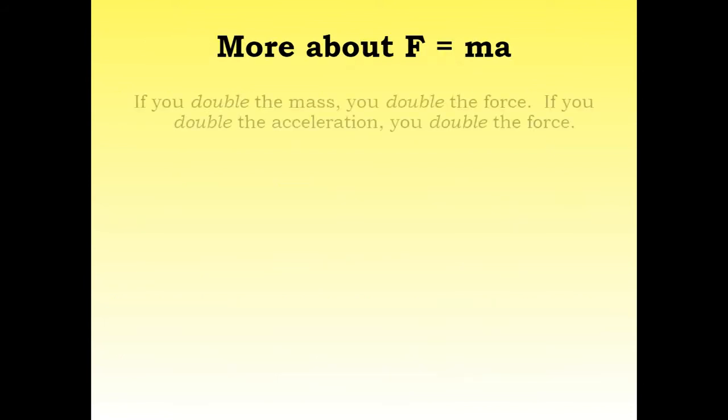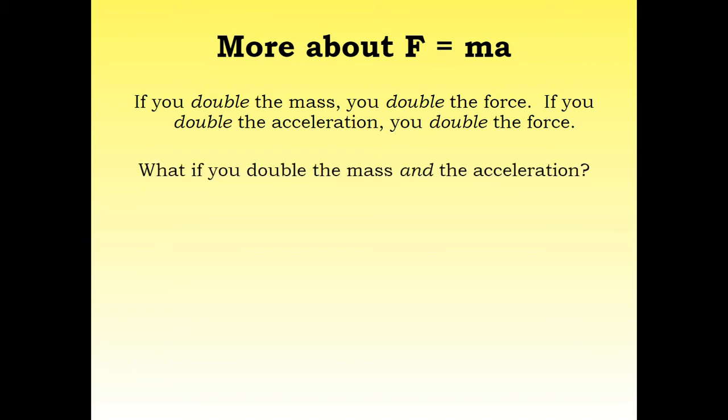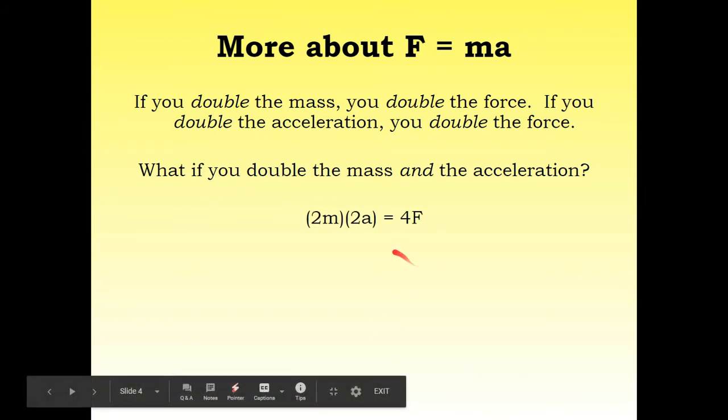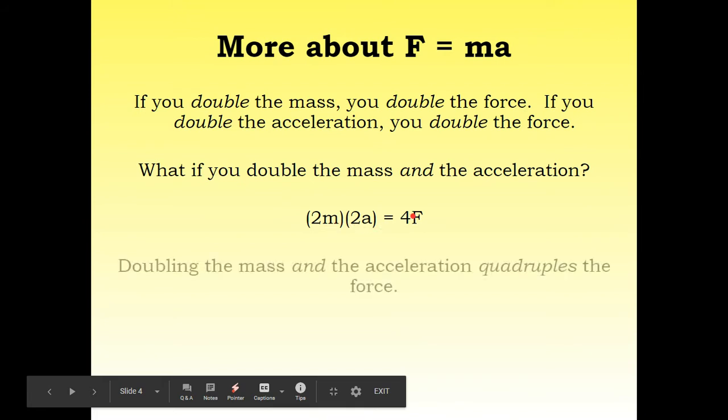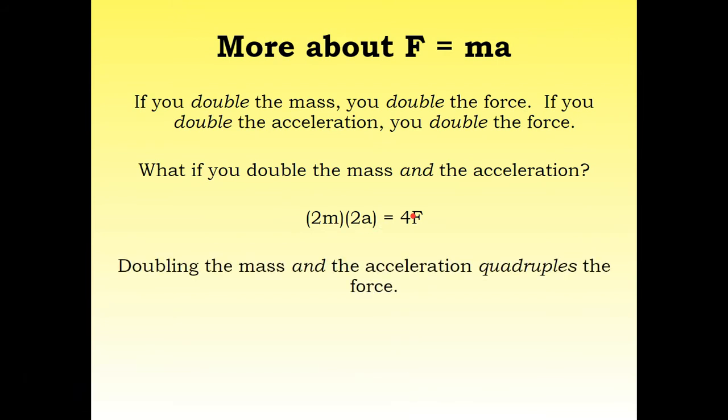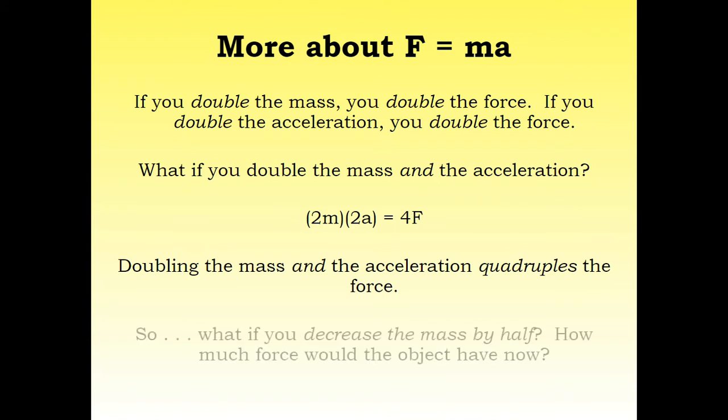A little more about F equals ma. If you double the mass, you double the force. If you double the acceleration, you also double the force. We just saw that. What if you double the mass and the acceleration? If we double the mass and we double the acceleration, 2 times 2 is 4, so we quadruple the force.